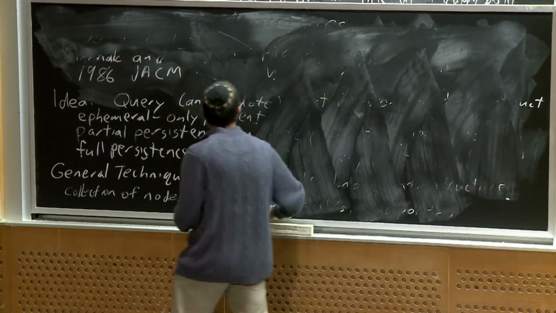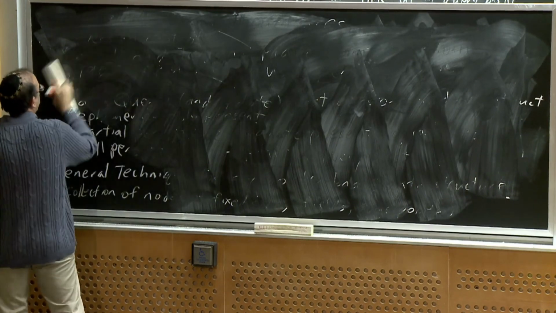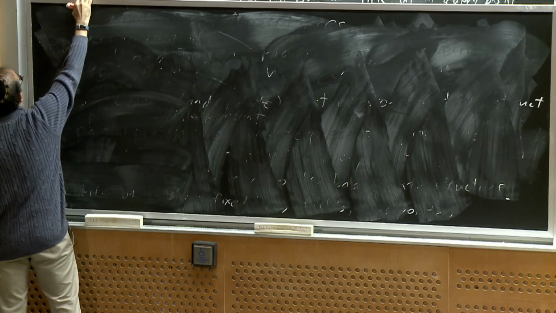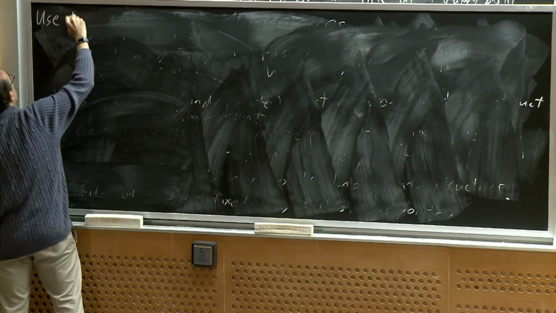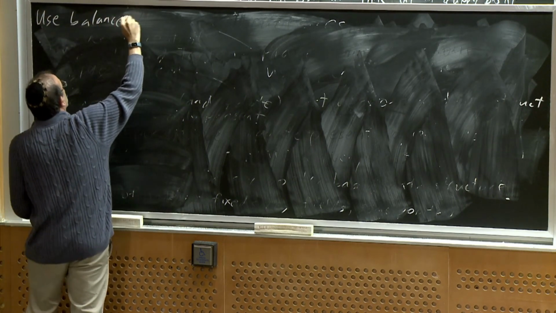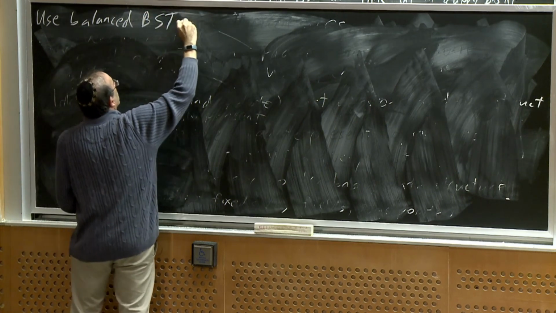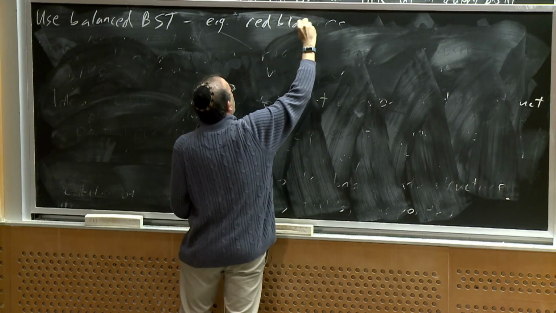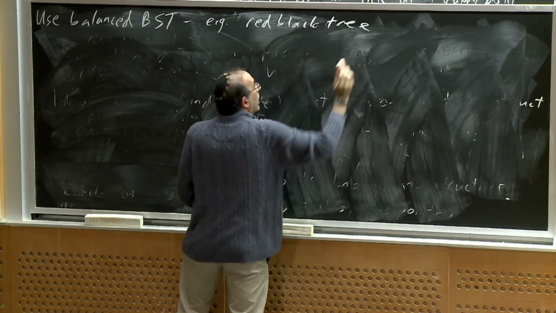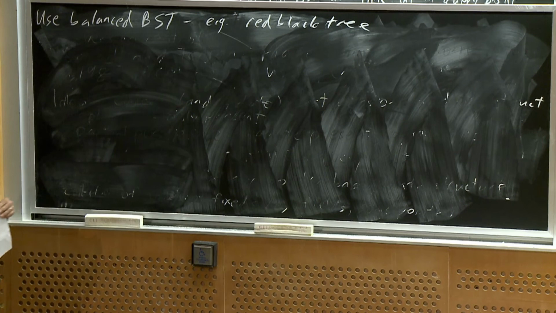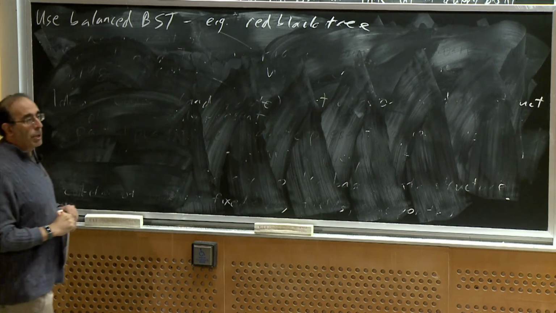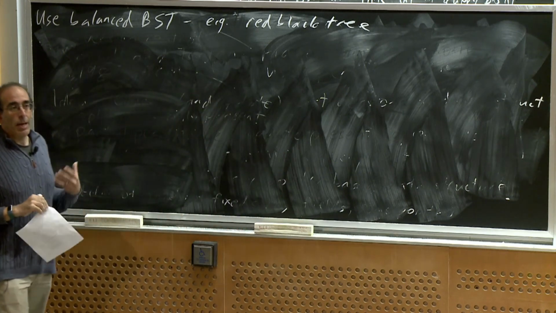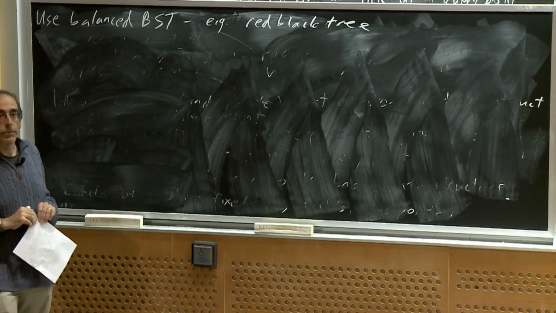So I haven't told you what kind of binary search tree we'll use. Okay, let's use any old balanced binary search tree. For example, I'm sure a lot of you have seen red-black trees. Those are popular as a particular implementation of a balanced binary search tree. Because it's balanced, we're guaranteed that the query time and update time are always order log n.